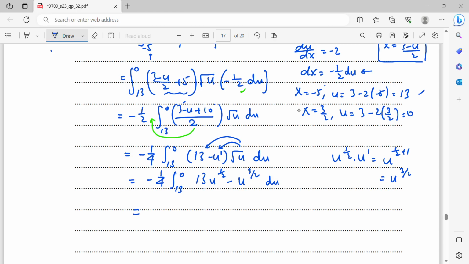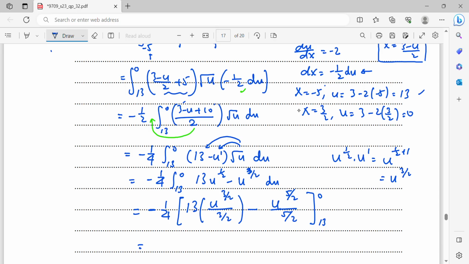Then from here, it will be negative 1 over 4. When you integrate 13u to the power half, it will be 13 times u, you add 1 to the half, that means it's 3 over 2, then you divide by 3 over 2. Minus, now you integrate u to the power of 3 over 2, which means you get u to the power of 5 over 2 divided by 5 over 2. Then limits 13 to 0.